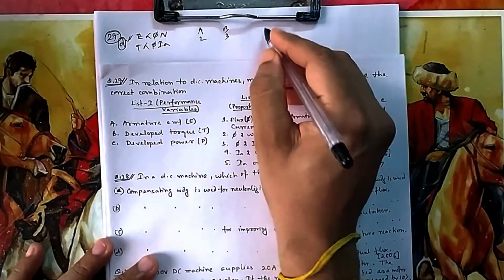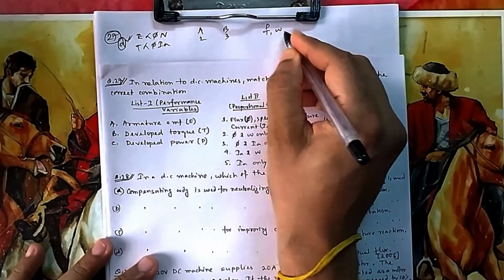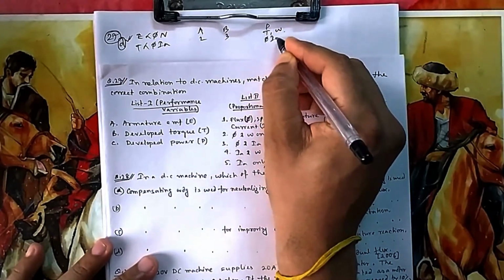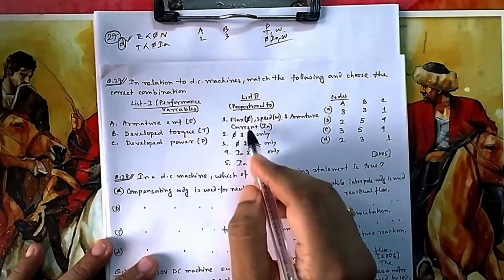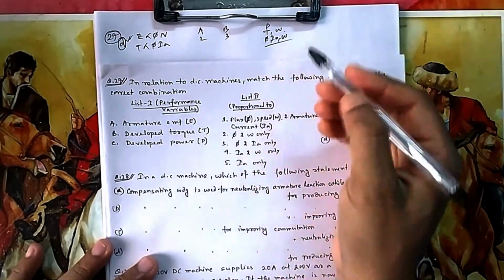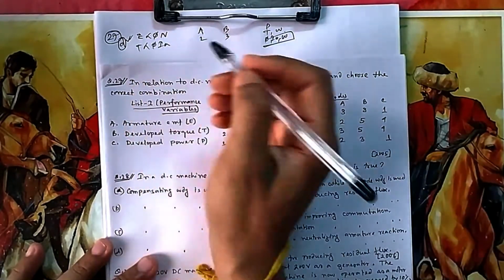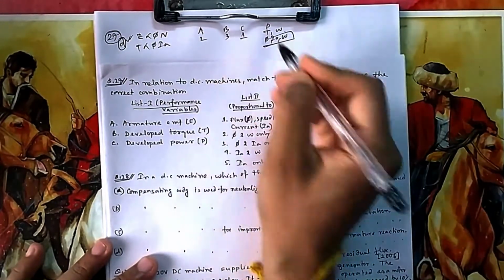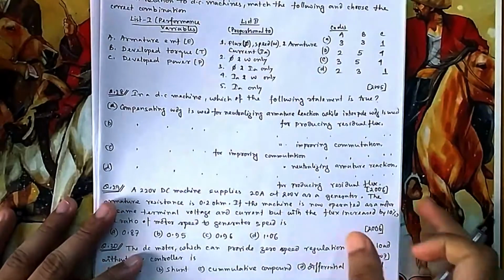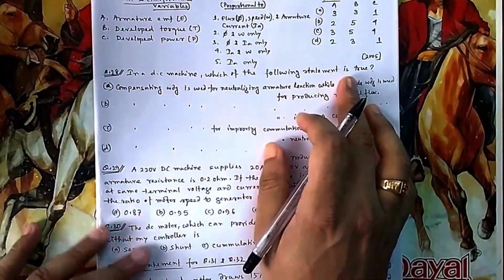Or you can check: developed power. Power is torque into omega. Torque is phi into Ia. So it is phi Ia omega, that is phi, omega which is speed, and Ia. So that means 1. So C will be connected to 1. So it is 2, 3, 1. Now if you come to 28, in a DC machine, which of the following statements is true?